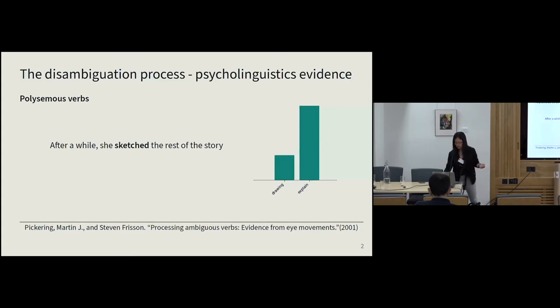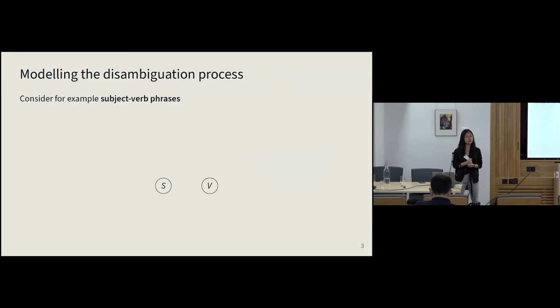Okay, so what we've tried to do in this project is to give a mathematical model of what actually does happen in the disambiguation process. The way that we deal with this is that, for example, in a subject-verb phrase, we're going to have two random variables, one that corresponds to the subject and one that corresponds to the verb. In this case, the values will correspond to which meanings or interpretations we want to select. And obviously, since they are ambiguous, they're not going to be deterministic. So there's going to be some probabilities associated with them.